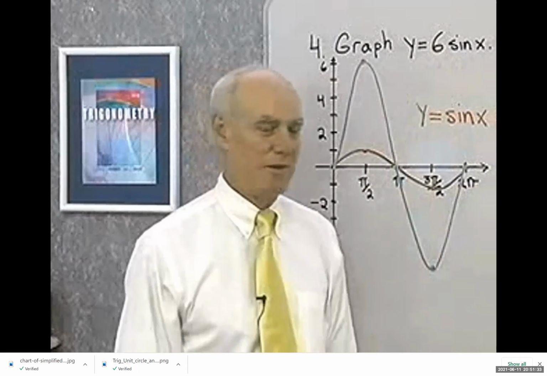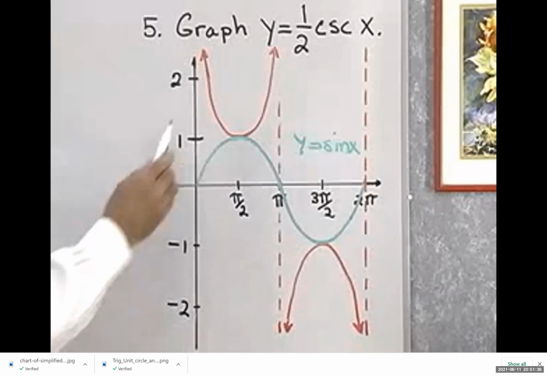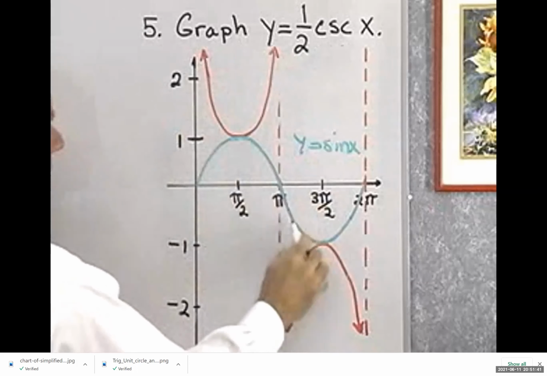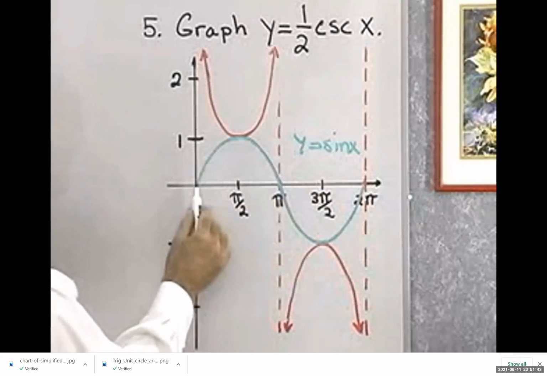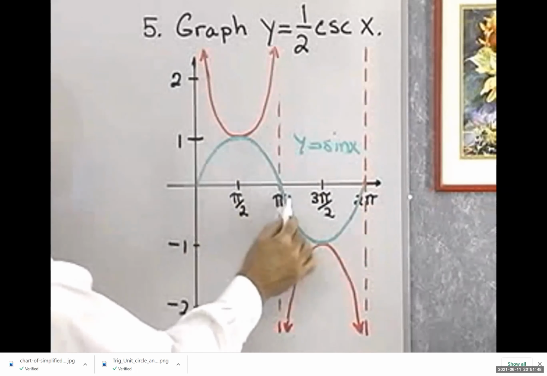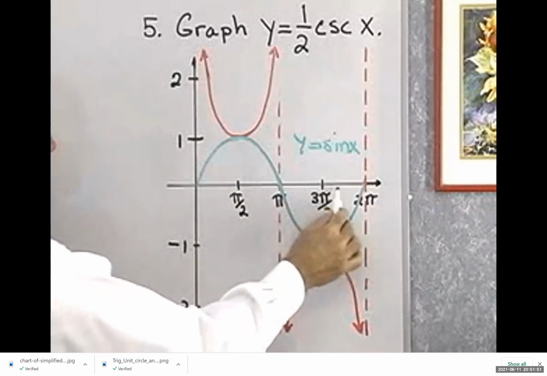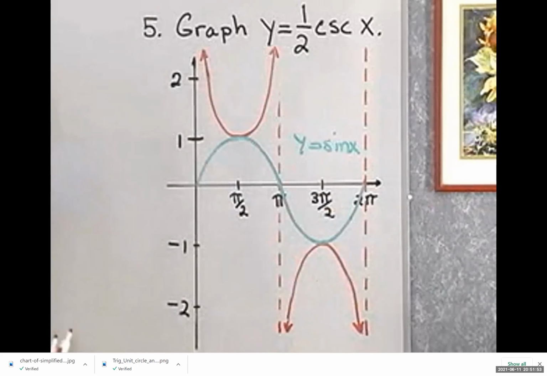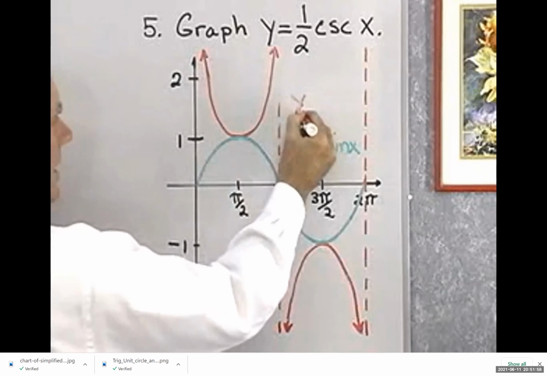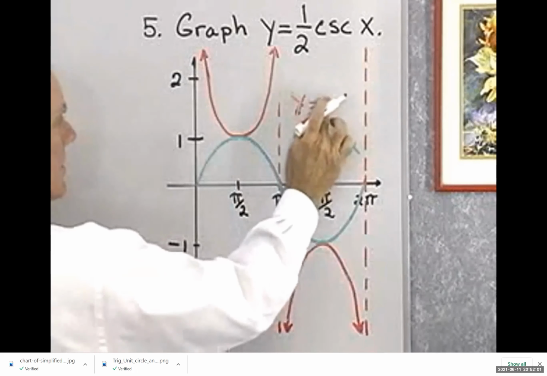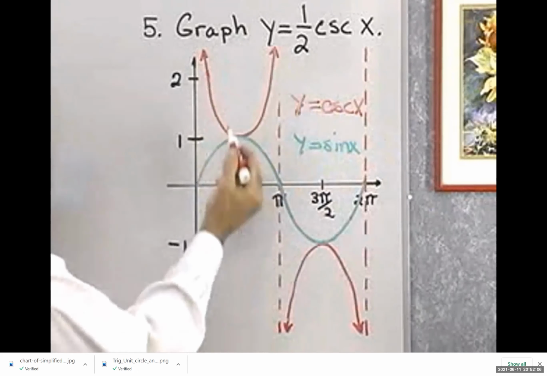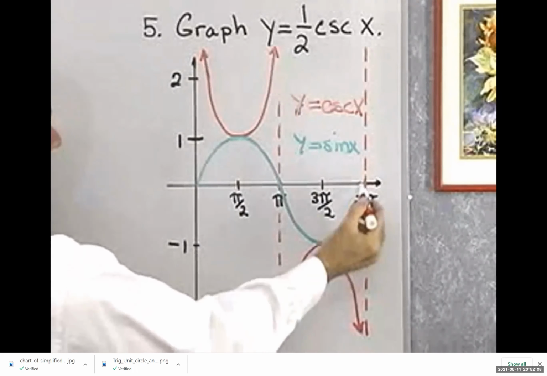Okay, I want to work another problem. Problem 5, I have y equals 1/2 cosecant x. And notice that I've graphed here in green the graph of y equals sine x. It goes from 0 up to 1 when x is pi over 2, back down to 0, then down to negative 1 when x is 3 pi over 2, and then out to 2 pi. Now what's in red is the graph of its reciprocal, or y equals cosecant x. That's what I have in red, and that's the reciprocal values of y that you see here on the green graph.